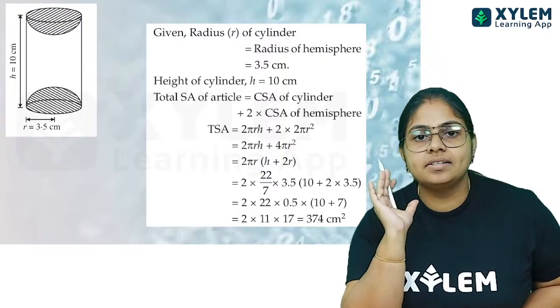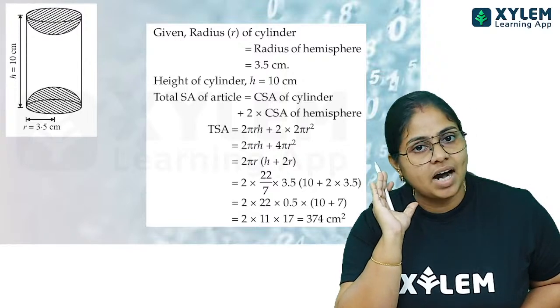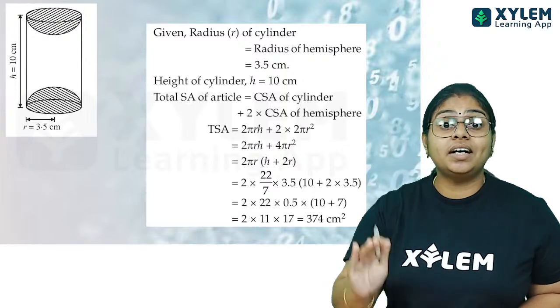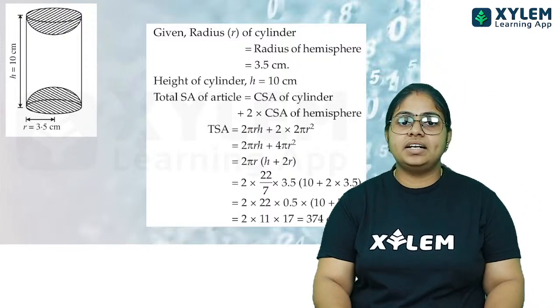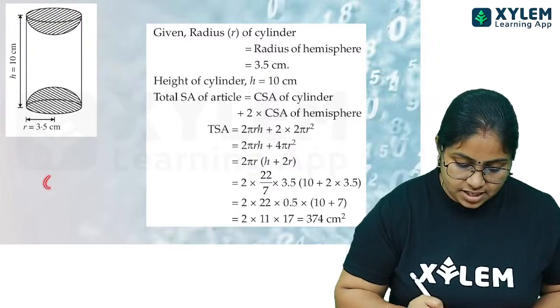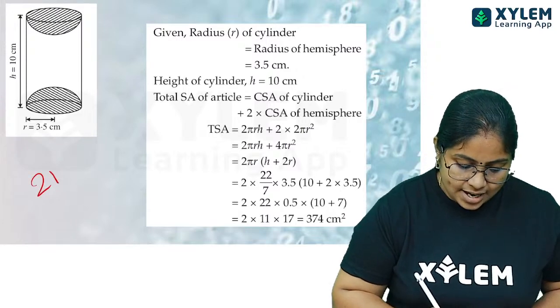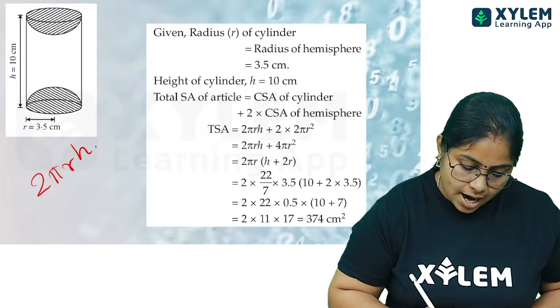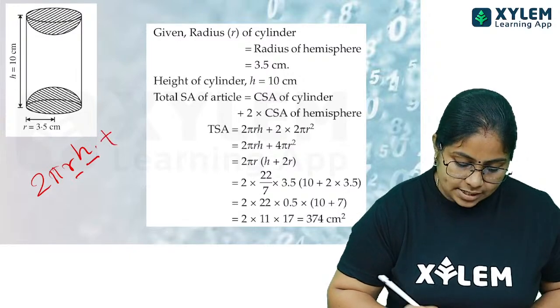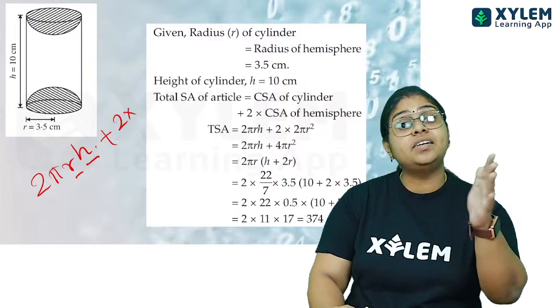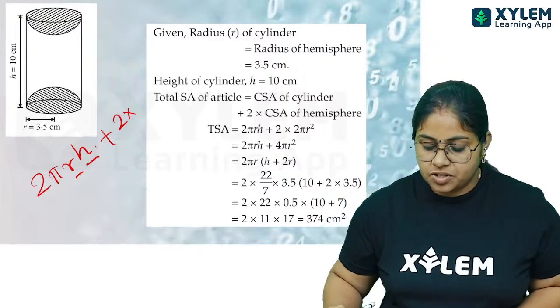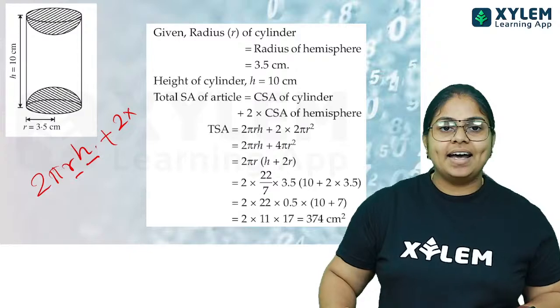For finding the surface area of that article, we have to do one thing. What? Only the curved surfaces, CSA, will be there. What is the curved surface area of a cylinder? It is equal to 2 pi RH, which we said at the very beginning in the previous case. R is there, H is there, plus 2 into hemisphere. Only the hemisphere's curved surface is there. Curved surface only will be there.